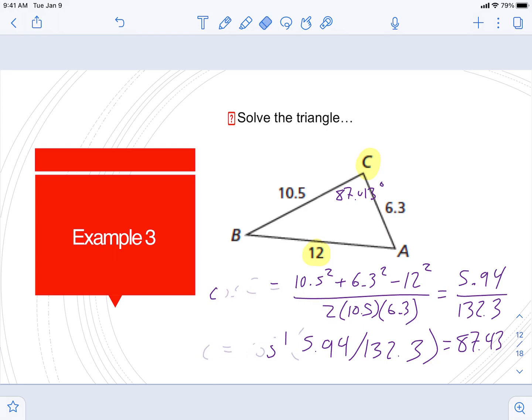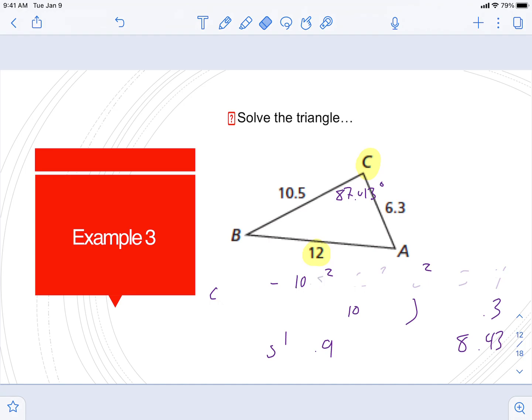Okay, now we'll move on to another angle. Now we've got the opposite side angle pair, so if you wanted to do law of sines at this point, you certainly could. I kind of think that law of cosines is a little easier to use, so I'm going to do this with law of cosines. So now I'm moving into finding angle A, right? You could do B, it doesn't really matter, I just do it alphabetically.